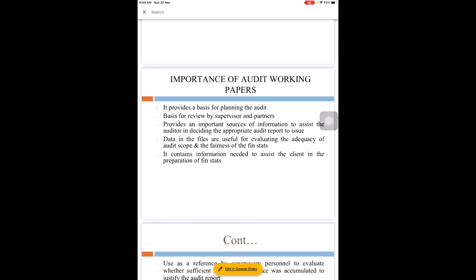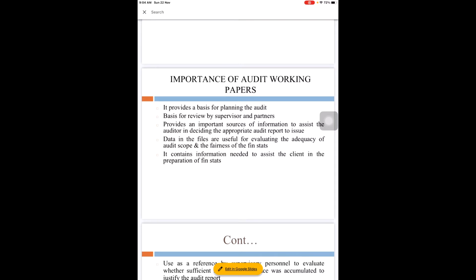Number one is basis for planning. Number two, this kind of working paper can be reviewed by the supervisor or partners. And the next one, this is an important source of information to assist the auditor in deciding the appropriate audit report to issue. It means that this is the important source that you have in the working paper in order to come up with the audit opinion.